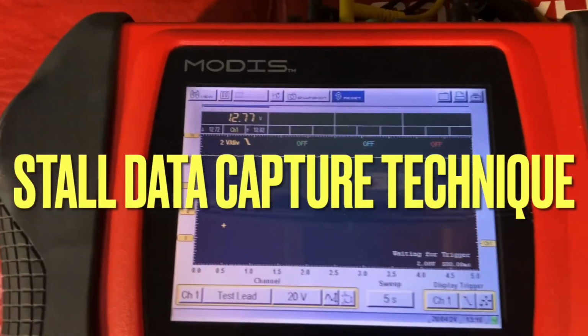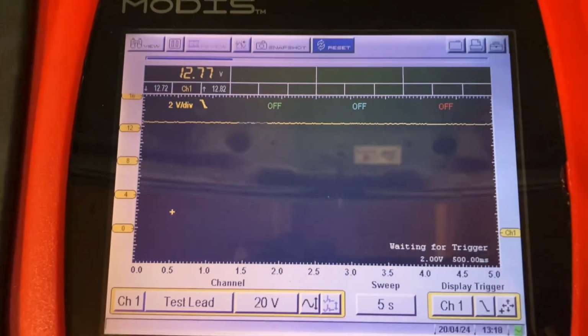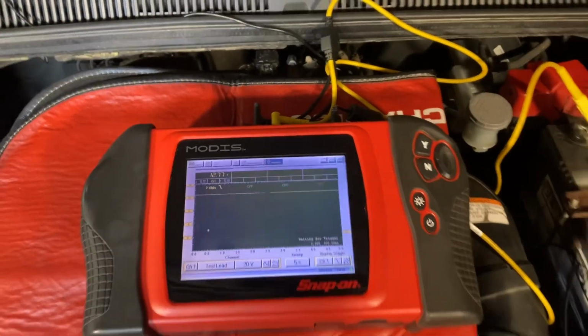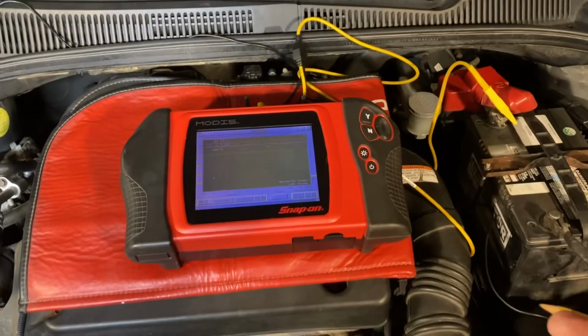Well, I've got the old school modus out. It must be serious, huh? No, not really, guys. Just a demonstration of a simple way that you can actually capture stall data.